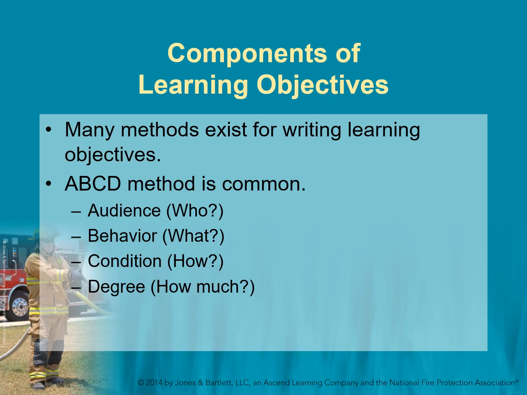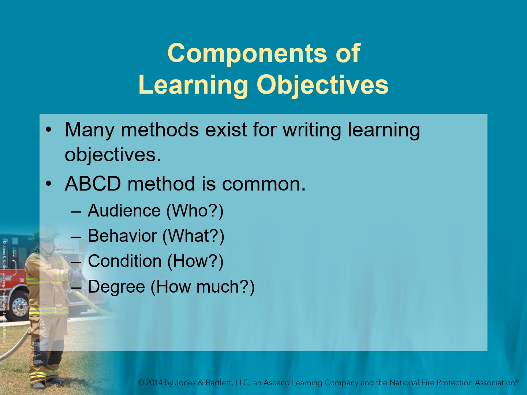Components of your learning objective. Many methods exist for writing learning objectives. The ABCD method is a common method. This is, we talk about the who, what, where, and how much. Using this acronym just kind of jogs your memory, and it helps you remember the path that we're taking. The who is our audience.